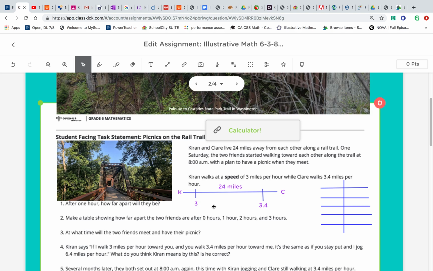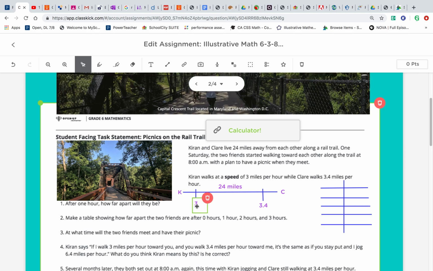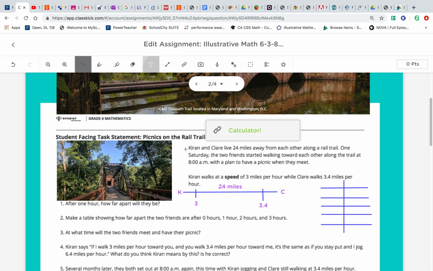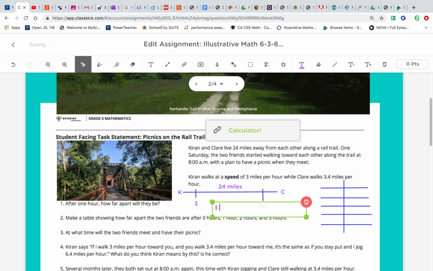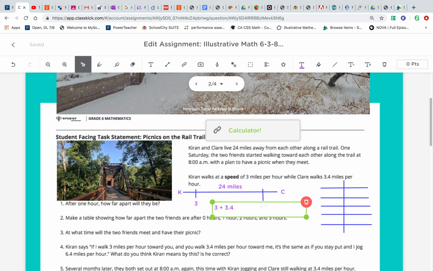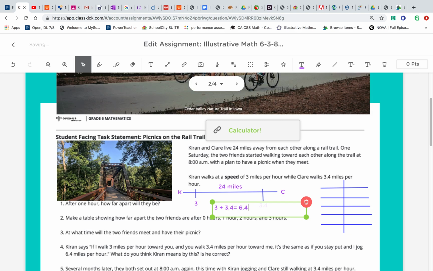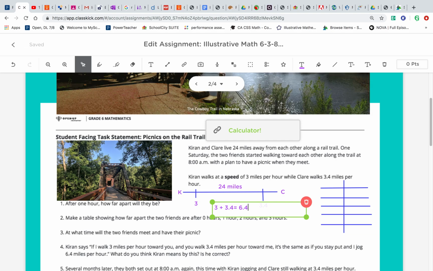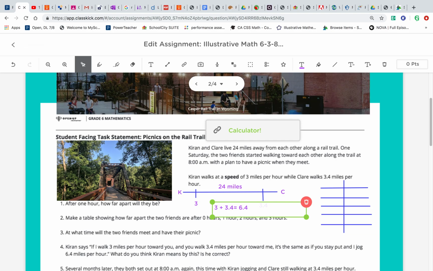Okay, well, how much distance did they cover total? It was 3 and 3.4. They did 3 plus 3.4 miles is how much they covered, and that equals 6.4. Okay, so they covered 6.4 miles.